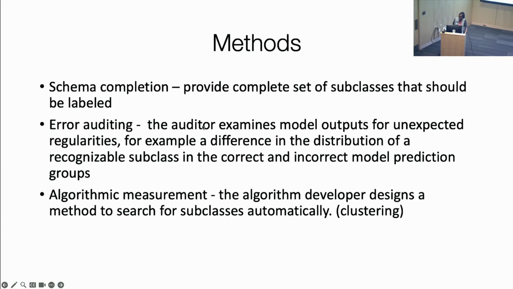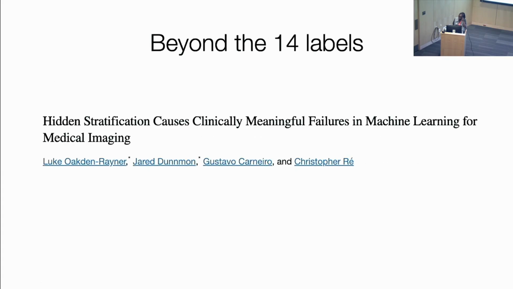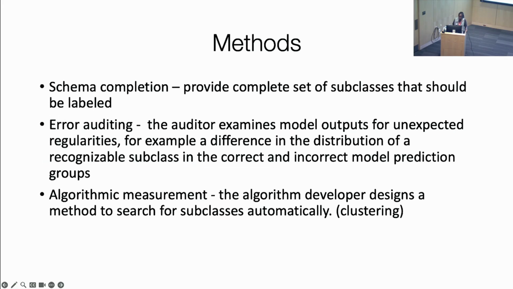There are 3 ways in terms of hidden stratification. Usually it arises because of subsets with low prevalence in the dataset, or low label quality, or subtle distinguishing features, or spurious correlates. This can result in a performance difference of up to 20%. How you resolve this is you can either complete the schema, which is to give all possible labels, and now people can have 100, right?